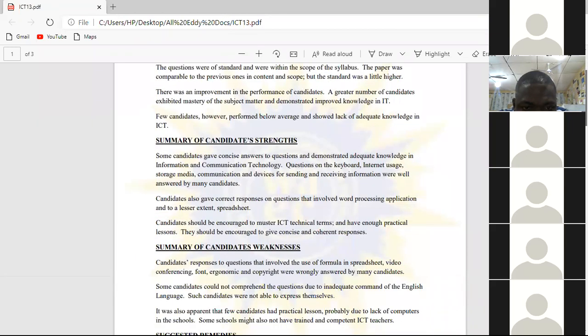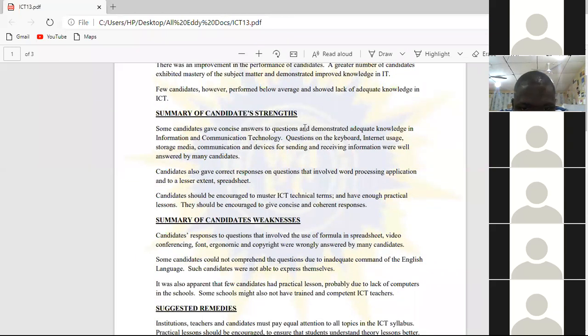Some candidates gave concise answers to questions and demonstrated adequate knowledge in information and communication technology. Questions on the keyboard, internet usage, storage media, communication and devices for sending and receiving information were very well answered by many candidates. Candidates also gave correct responses on questions that involved word processing application and, to a lesser extent, spreadsheets. Candidates should be encouraged to master ICT technical terms and have enough practical lessons.